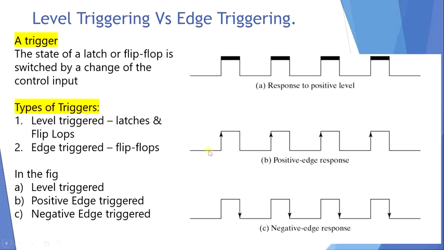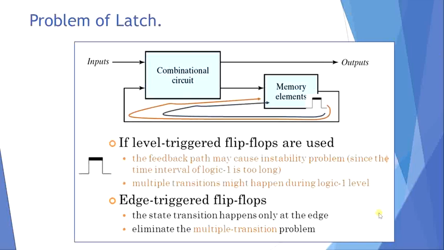Whereas in the case of edge triggering, we have two types, positive edge triggering and negative edge triggering. Positive edge triggering, as you can see, corresponds to when your signal is rising from 0 to 1. Whereas negative edge triggering occurs when your signal is switching from 1 to 0. So these are the various types of triggering, that is level and edge triggering.